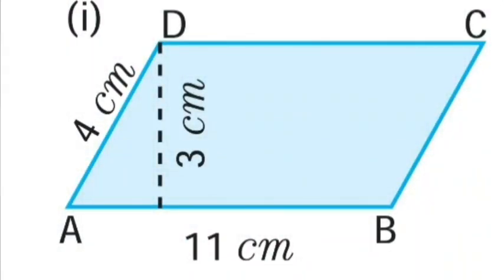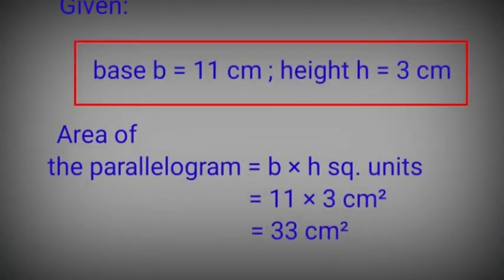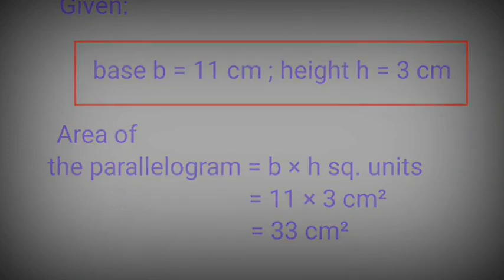Now let's find the area and perimeter of a parallelogram from exercise number 2.1. Question number 1, subdivision 1. The height and the sides of the parallelogram are given. We need to find the area and its perimeter. Base b is equal to 11 cm and height h is equal to 3 cm. We find the area of the parallelogram using the formula b into h square units, which is equal to 11 into 3, 33 cm square.